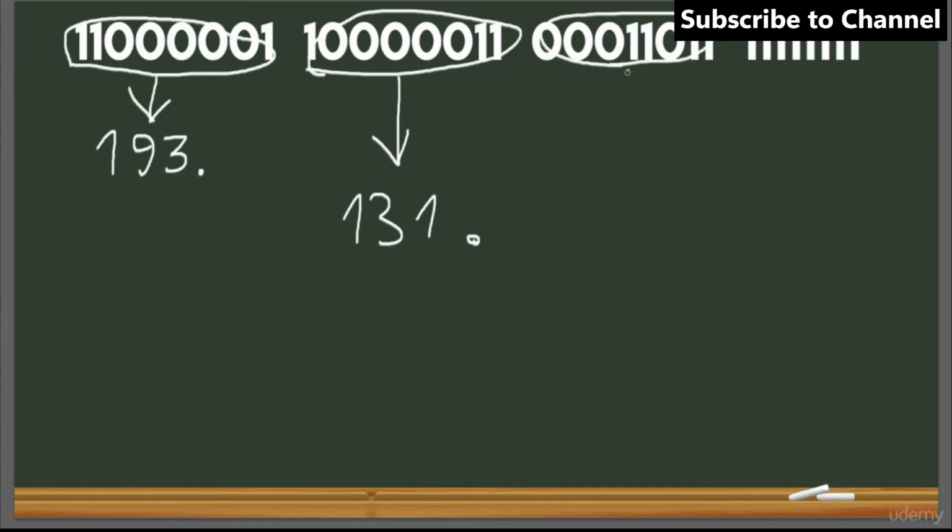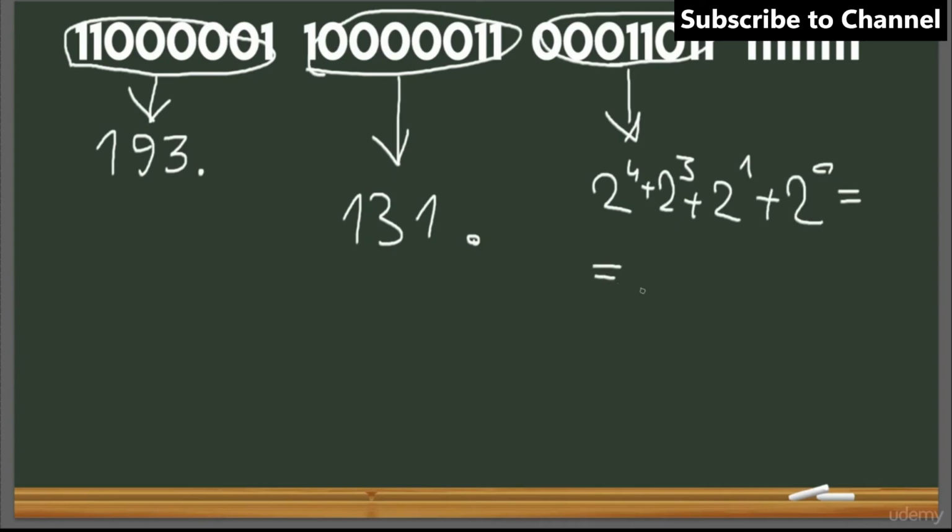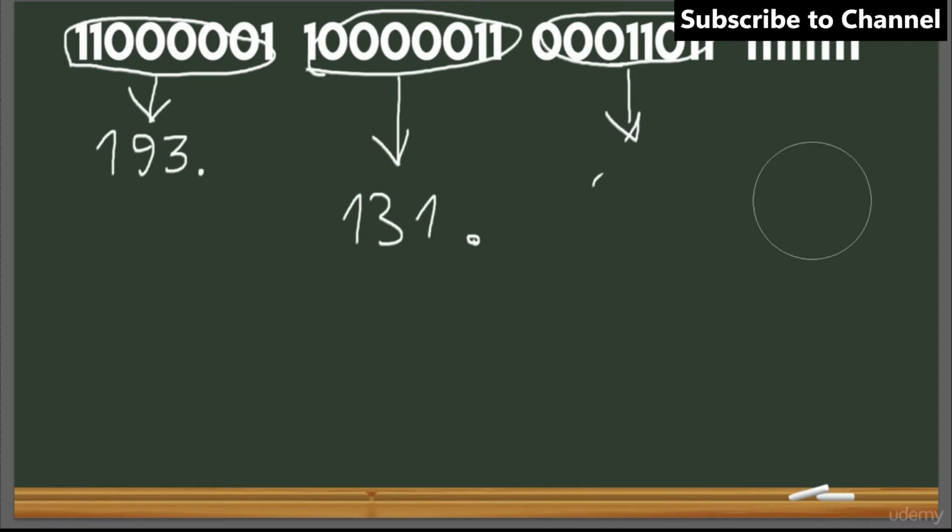Moving on to the next byte. We have 2 to the power of 4 plus 2 to the power of 3 plus 2 to the power of 1 plus 2 to the power of 0. This equals 27. And if you followed all the lessons until now, you should know that this is the highest possible number that you can write using 8 bits, and that number is 255.